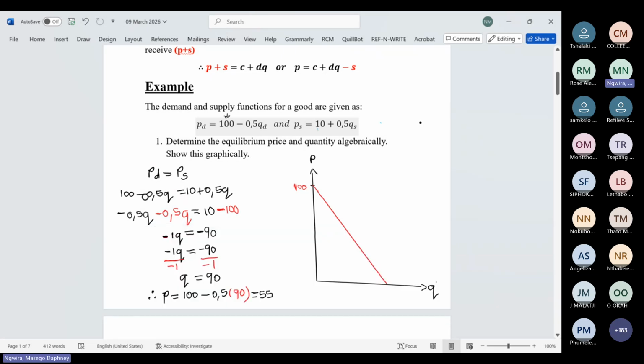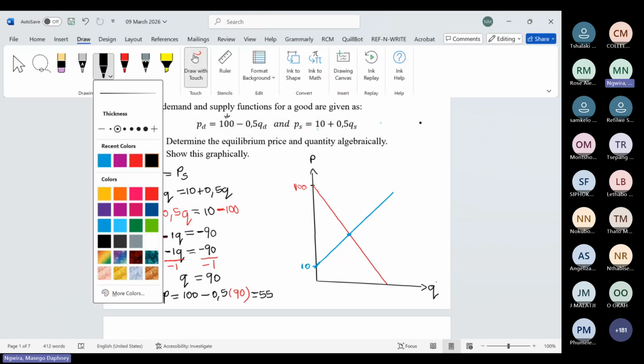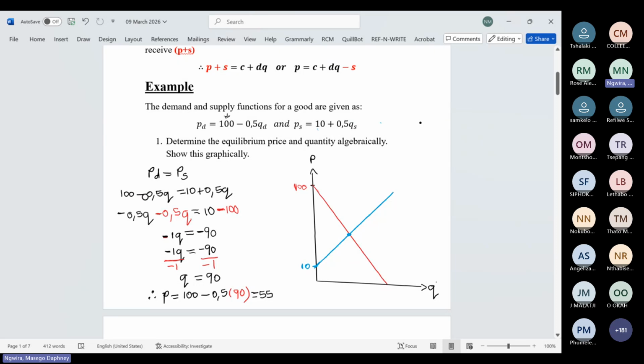So it's going to start at 10. I'm just going to assume that my 10 is here, and I'm going to say this is 10. So my graph starts here and it goes up. Where the two graphs intersect, that point we call equilibrium. At this point of intersection, that's where I'm going to have the equilibrium price and quantity.